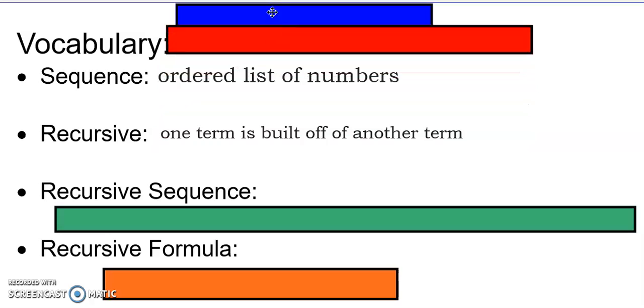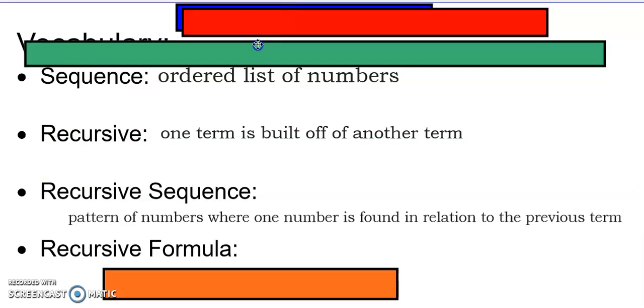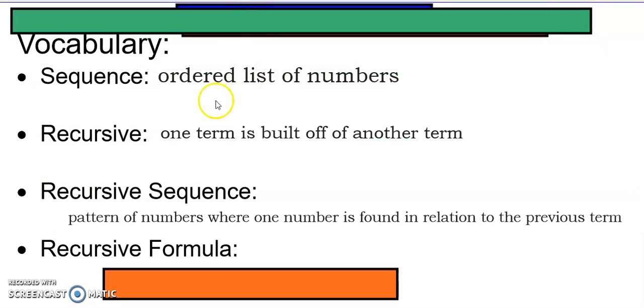If it's recursive, what that means is that one term is built off of another term. So in order to find the 10th number, you need to know the 9th number. A recursive sequence is just that pattern of numbers where one number is found in relation to the previous term. So you can't just find the sixth number. In order to find the sixth number, you have to know the fifth number. In order to find the fifth number, you have to know the fourth number. So you have to know every number up until then.